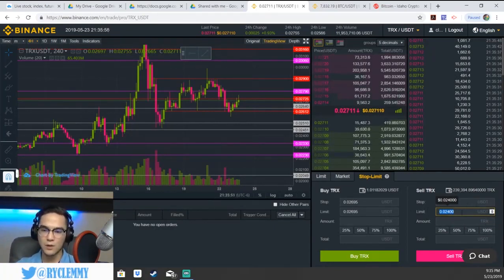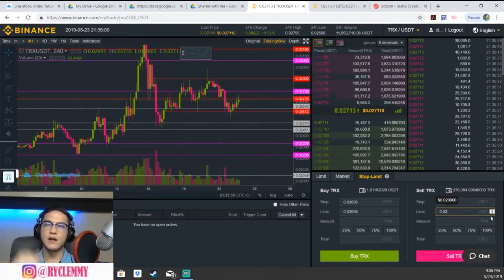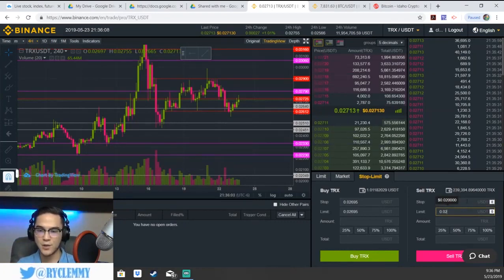So you're going to want to create what they call a range, okay? So let's say, again, I want to sell if it gets lower than 2.4 cents. So the stop, again, is the trigger point, but the limit is where you're actually going to sell at. So in this situation, you would want to do something like this.